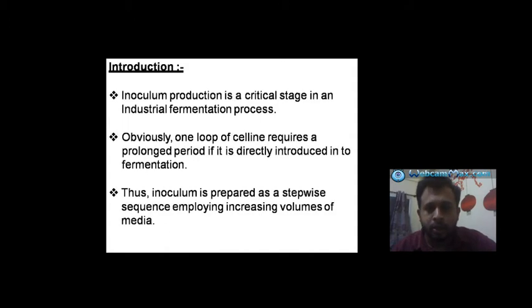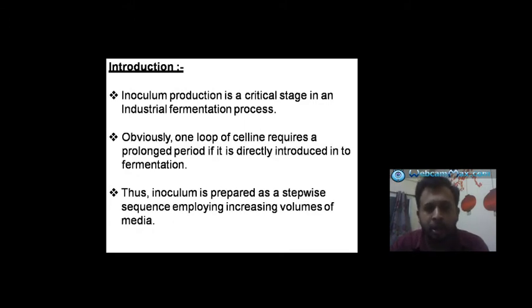So let us move towards the introduction. First, inoculum buildup is very important, and it is a critical stage in the industrial fermentation process, because any fermentation process is basically growing microorganisms and obtaining product from those microorganisms. Therefore, if the inoculum is not good, if it is contaminated, then we will not get any good product.